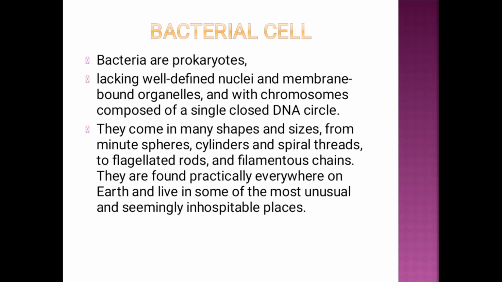Now, bacterial cells are prokaryotes, which means their nucleus is not enclosed, and it is openly present in the cytoplasm. And these are unicellular organisms. So, these bacteria lack well defined nuclei and membrane bound organelles, with chromosomes composed of a single closed DNA circle. They come in many shapes and sizes, from minute spheres to cylinders and spiral threads, to flagellated rods and filamentous chains. They are also found practically everywhere on Earth and live in some of the most unusual and seemingly inhospitable places.